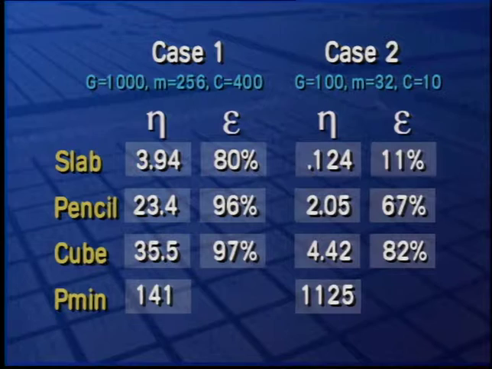Within each platform, say case one for example, as we move from the slab geometry to pencil and from pencil to cube, as we reduce the surface area, the computational density increases dramatically from 3.9 to 23.4 to 35.5. The same trend can be seen in case two. Due to a more severe memory constraint, the minimum number of processors is 1125 for case two as compared to 141 for case one. As a result, the computational density for case two drops significantly from case one for each corresponding geometry. And the efficiency is also significantly lower than those for the case one.